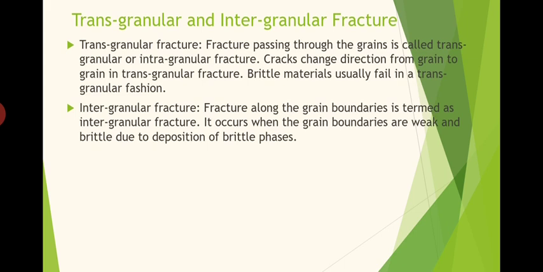Now, transgranular and intergranular fracture. See, we have now seen both ductile fracture as well as brittle fracture. In both cases the crack propagation is different. That is what is explained here as transgranular and intergranular fracture. Fracture passing through the grains is called transgranular or intragranular fracture. If the fracture is directly propagating through the grains, cracks change direction from grain to grain in transgranular fracture. Brittle materials usually fail in transgranular fracture. Usually this transgranular fracture happens in the case of brittle material.